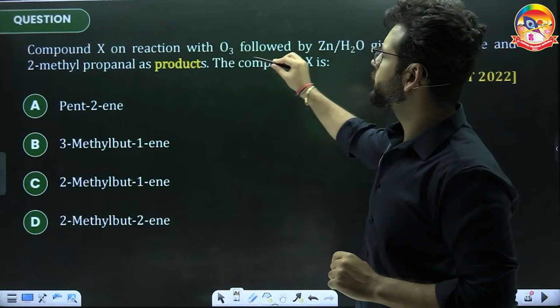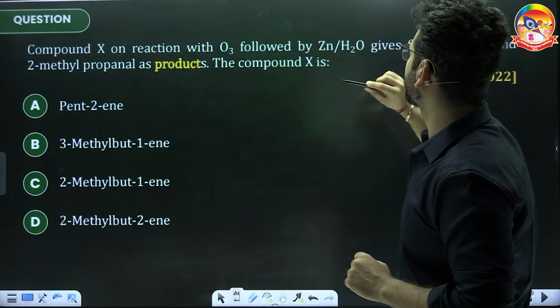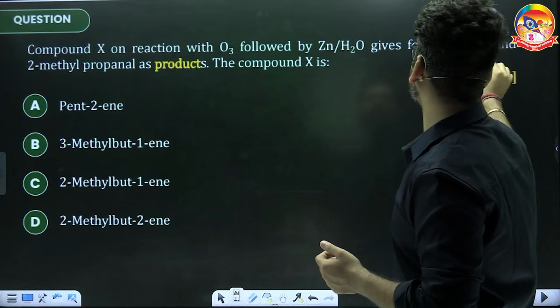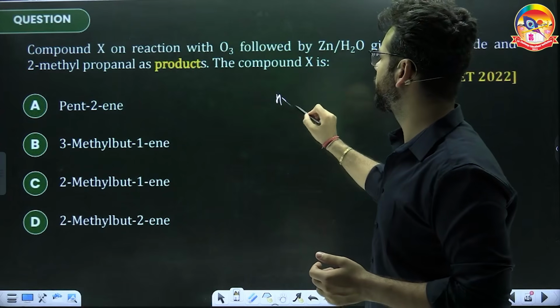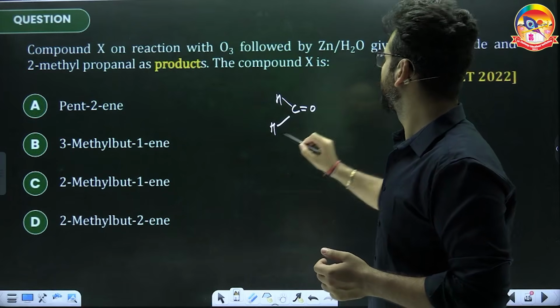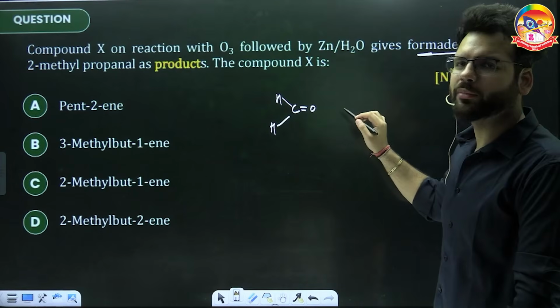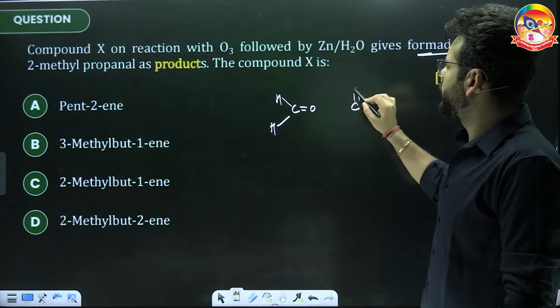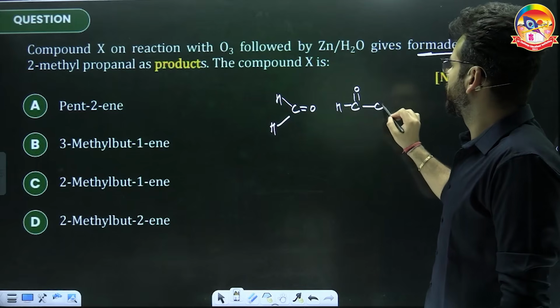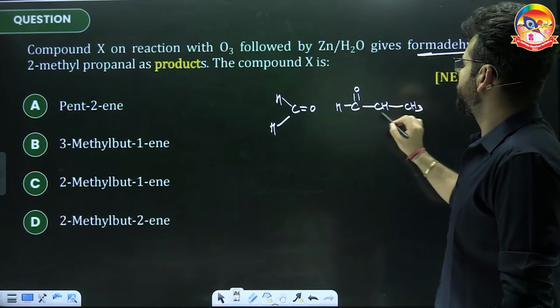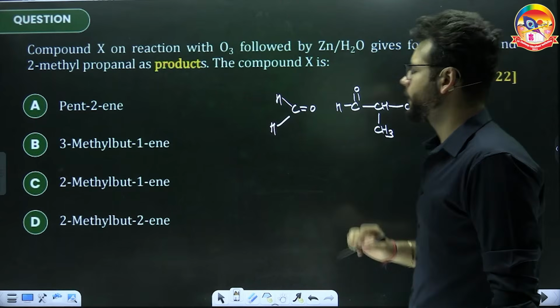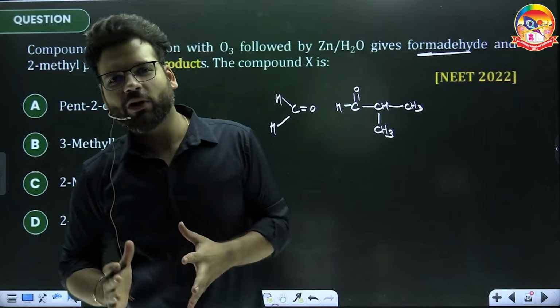Compound X on reaction with ozone followed by zinc, meaning ozonolysis, gives formaldehyde. So one of the products is formaldehyde and the other product is 2-methyl propanal. I am just drawing it. This is propanal. Okay, this is 2-methyl propanal. These two products are being obtained.